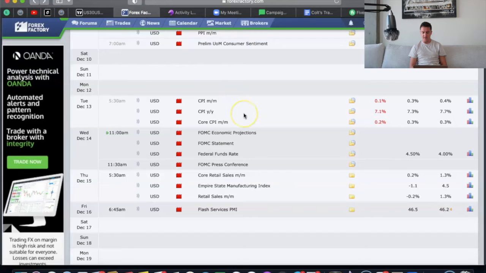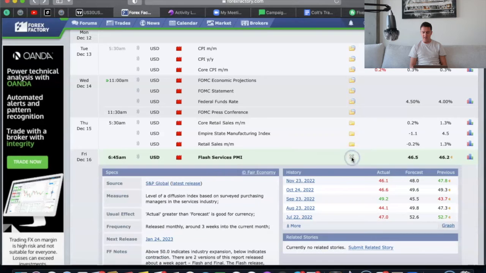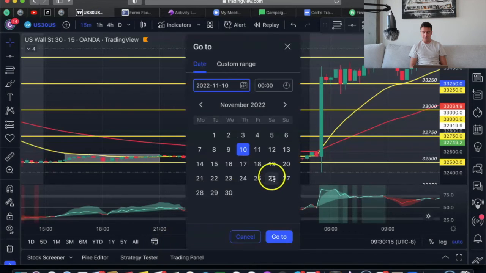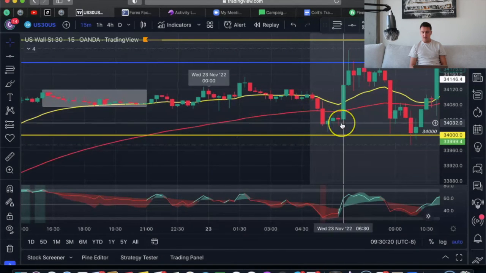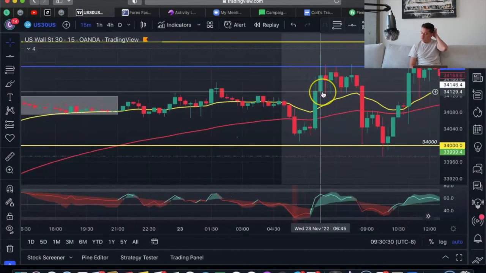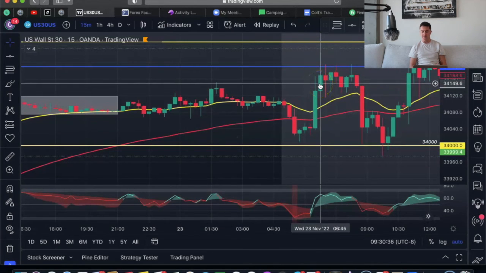Okay, let's go to another news event. Let's go to like flash sales PMI. So we have that on Friday. The last time we had it was November 23rd. So it's at the same time, 6:45 a.m. So November 23rd at 6:45. And this is Wednesday. I don't trade Wednesdays. Okay, here was the news event right here. After this candle had closed, 6:45, boom, the news event. So we can see that the volatility isn't as high as it was for CPI right here. So this is possibly a good news event to trade.